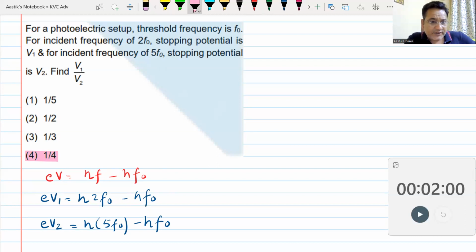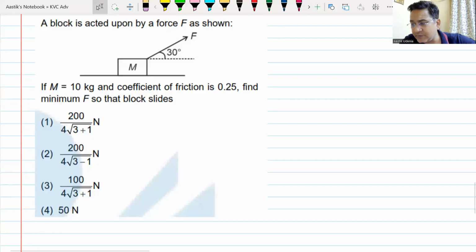And the next question is this one. Same paper, remember? And this is the next question. It comes on your screen now. A block is acted upon by a force as shown. The mass and the coefficient of friction is given. Find the minimum value so that the block slides.